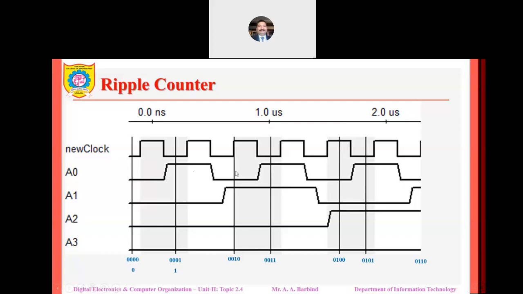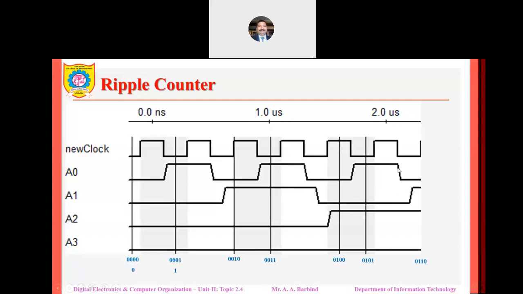A0 is the clock input for the second flip-flop. So whenever A0 goes low from high, for example, this is the first time A0 is going low, at that time the next flip-flop, whose output is A1, toggles. So here it toggles. Then here is the second time the first flip-flop output is going low from high, so at that time again the second flip-flop toggles.